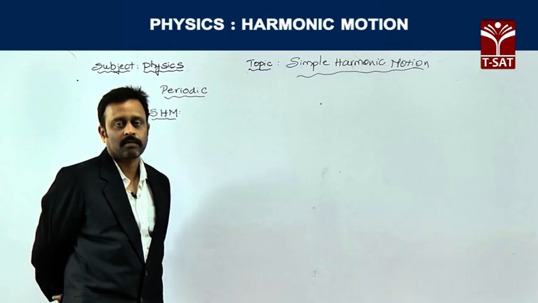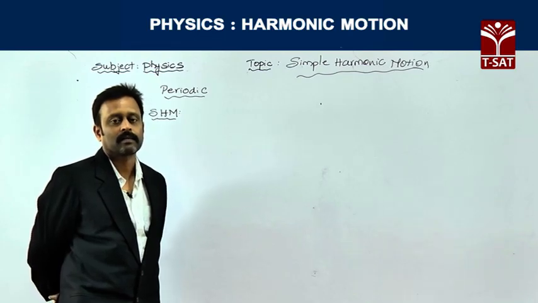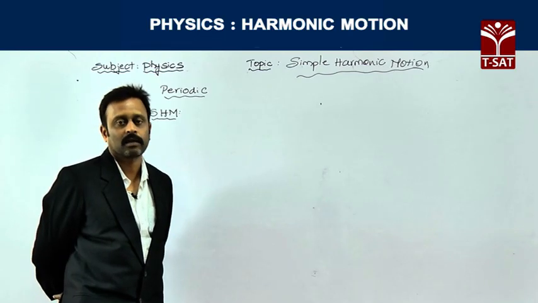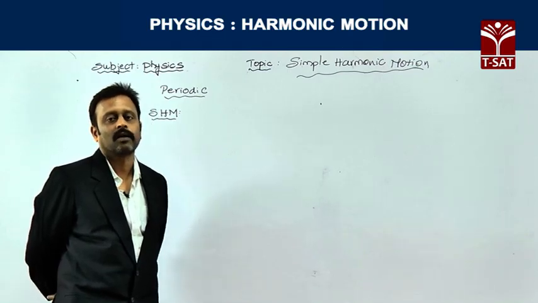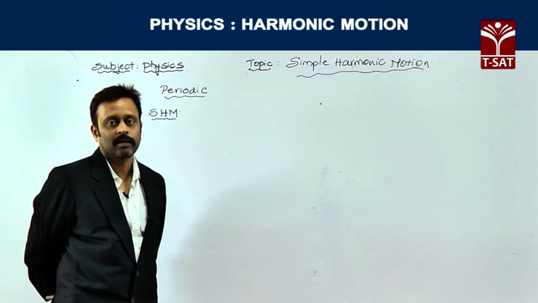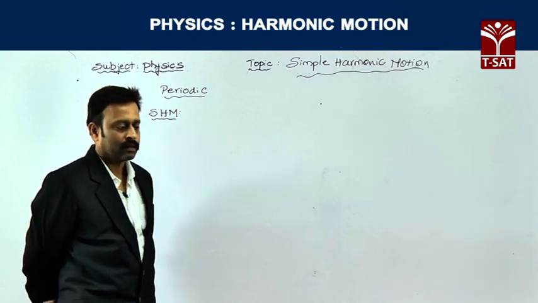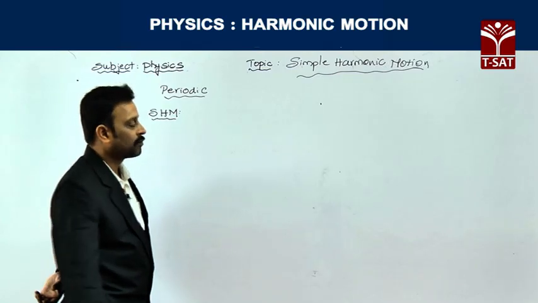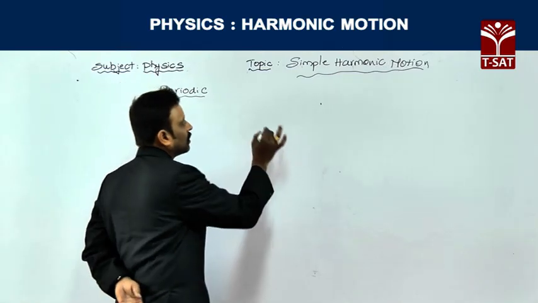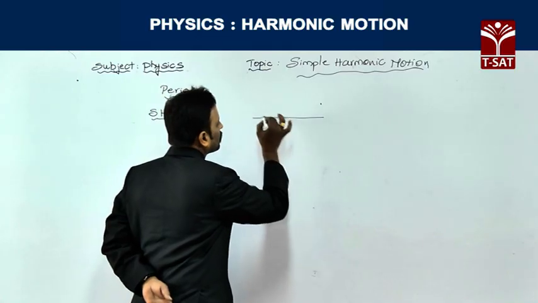The best examples for simple harmonic motion are the vibrations of atoms in a molecule, the oscillations of a simple pendulum, the oscillations of a loaded spring, etc. In detail, I want to explain simple harmonic motion. For example, take a simple pendulum.